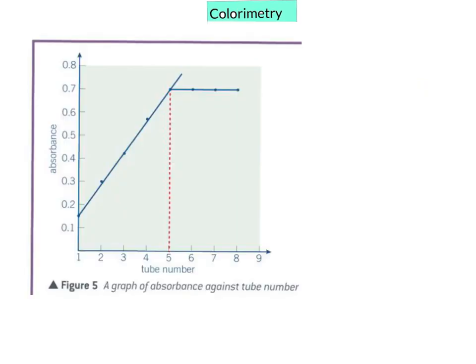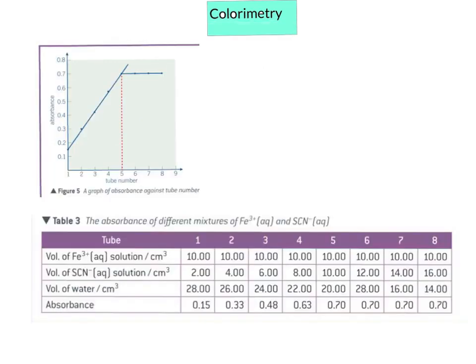From the graph, it can be seen that the maximum absorbance occurs in tube 5. And then after that, adding more thiocyanate ions made absolutely no difference. And therefore, that showed the ratio of thiocyanate ions to Fe3+ ions in the complex. So let's go back to our table. From the table, it's clear that in tube 5, we've got equal amounts, that's moles, the same volume and concentration of Fe3+ ions to thiocyanate ions. So their ratio in the complex must be 1 to 1.